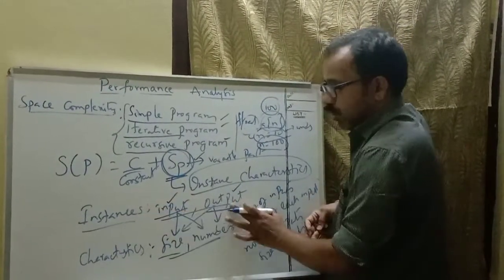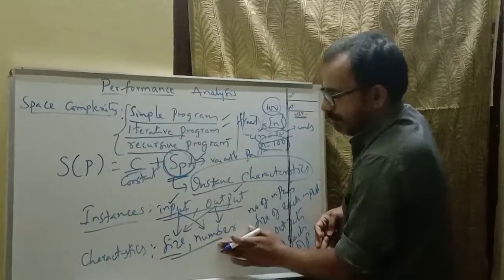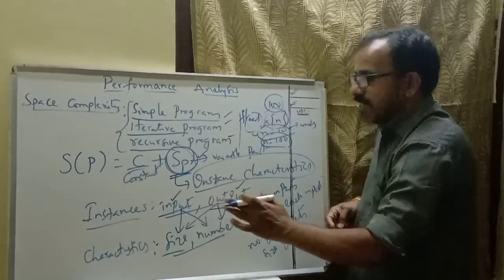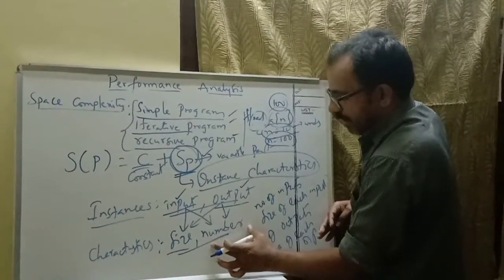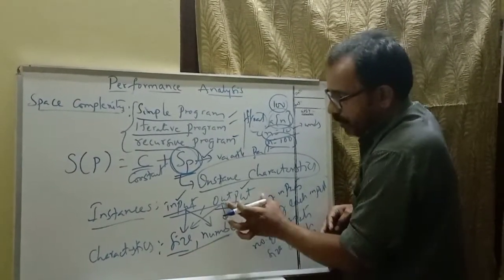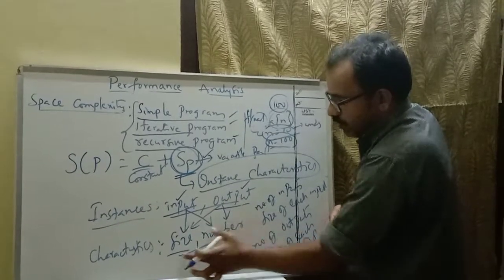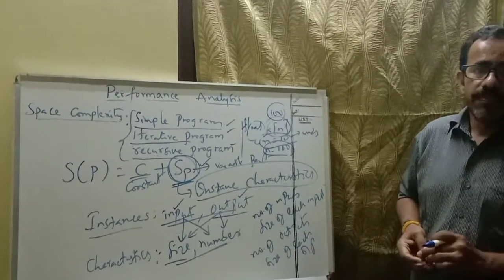Instances are input and output. Characteristics are size and number. If we combine these two items, we get instance characteristics. Input-related characteristics are the number of inputs and the size of each input. Output-related characteristics are the number of outputs and the size of each output.